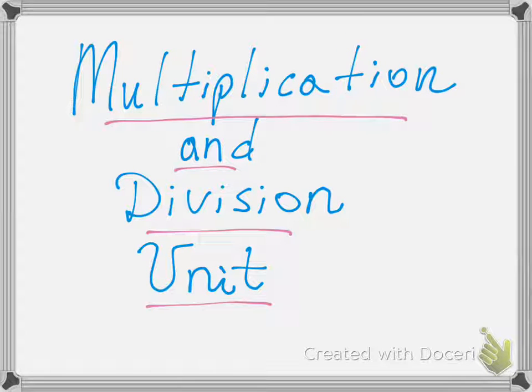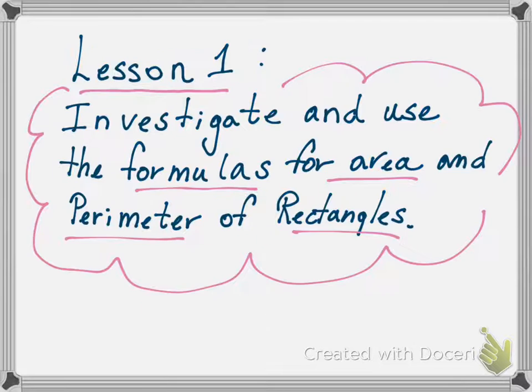Good evening, 4-3. Tonight we're going to be doing our multiplication and division unit. We're going to be starting with our Module 3, Lesson 1, where we're going to investigate and use the formulas for area and perimeter of rectangles.